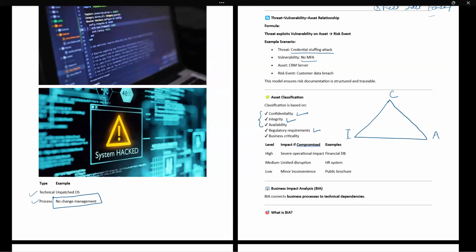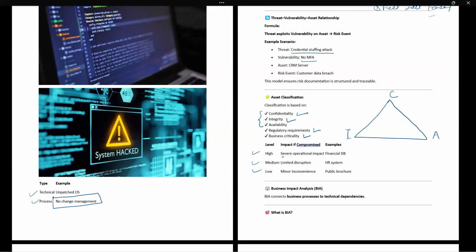Then the next one is business criticality. This is also important because you have to make sure that any data which is critical for your business should always be in its correct form. So let's talk about some examples here. High, medium, low. These are the classifications. Now let's see the impact field.